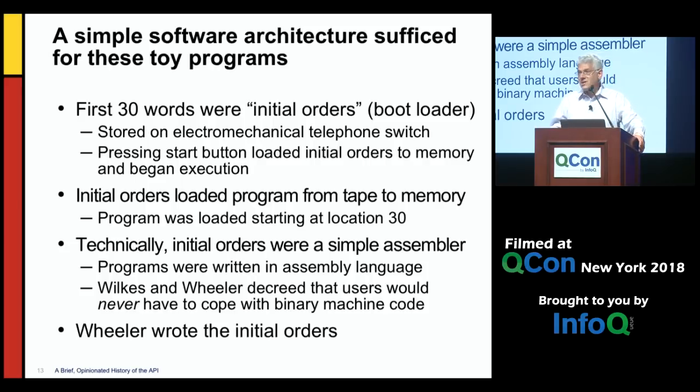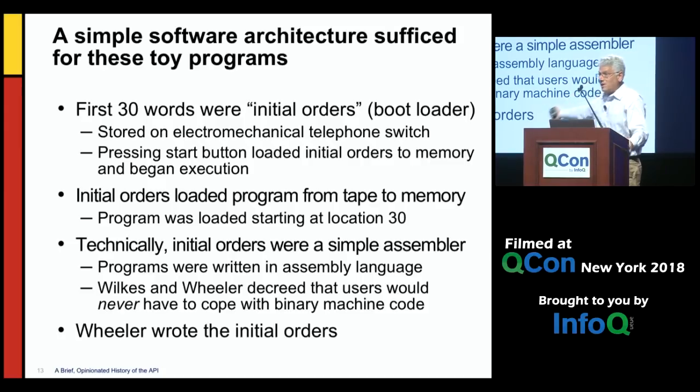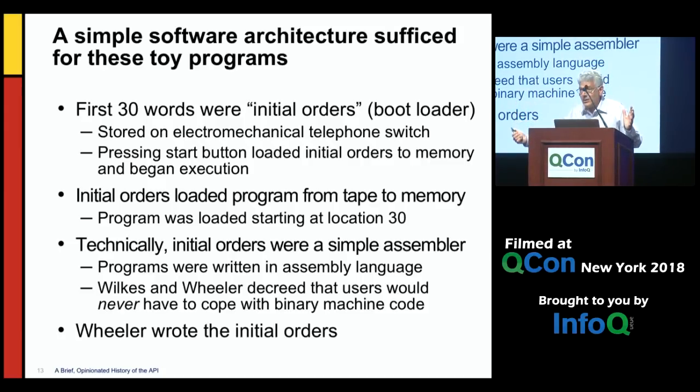The bootloader took up the first 30 words and by the way, you would press a button on the console, and it would copy the first 30 words, the bootloader, from the phone switch into the mercury delay lines, run it to read in the tape, and then continue running the program that was read in from the tape. Simple, right? It turns out that, technically speaking, I suppose, the initial orders were an assembler because the tape did not contain binary code.